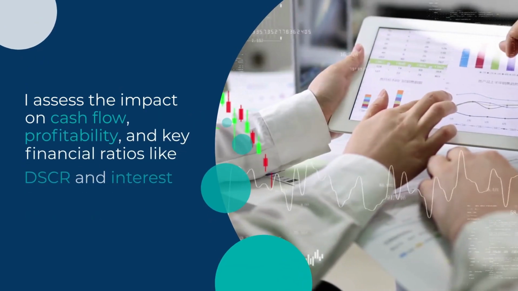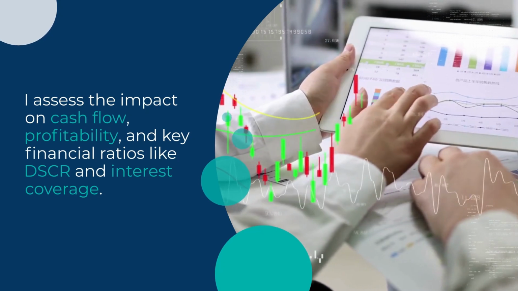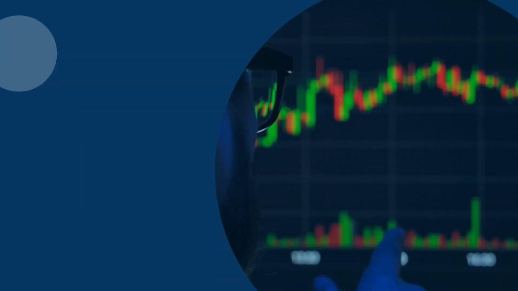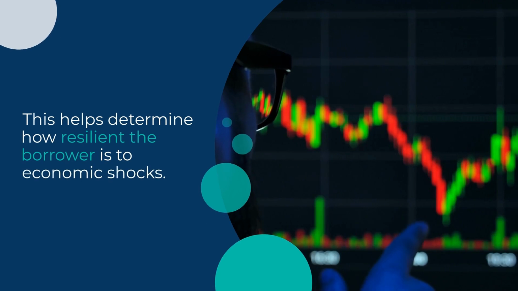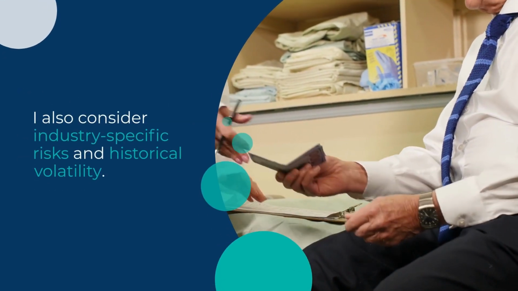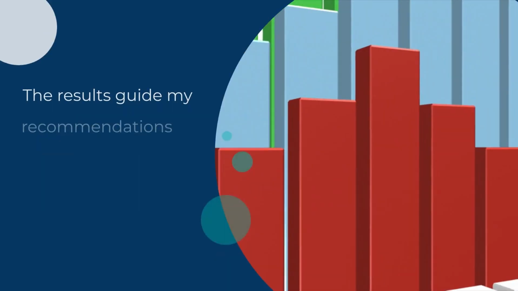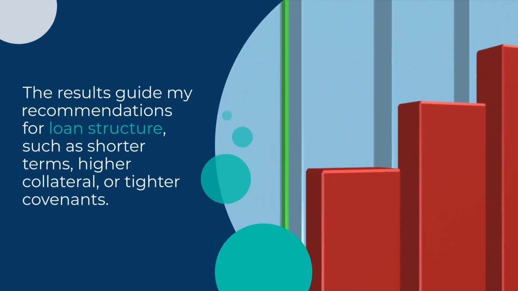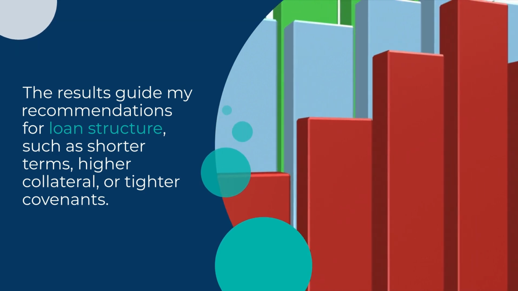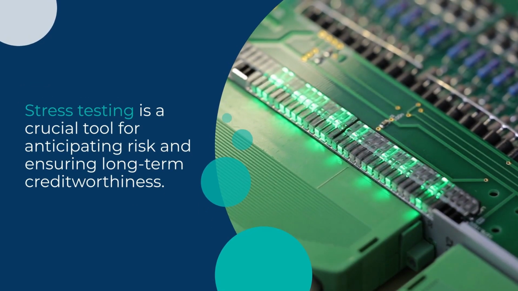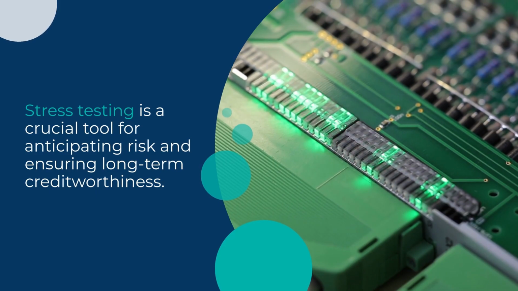I assess the impact on cash flow, profitability, and key financial ratios like DSCR and interest coverage. This helps determine how resilient the borrower is to economic shocks. I also consider industry-specific risks and historical volatility. The results guide my recommendations for loan structure, such as shorter terms, higher collateral, or tighter covenants. Stress testing is a crucial tool for anticipating risk and ensuring long-term creditworthiness.